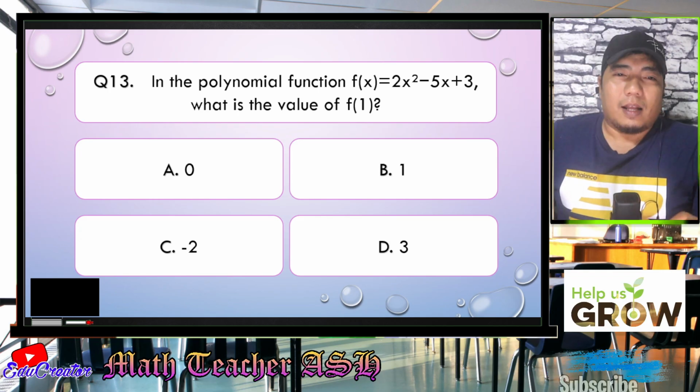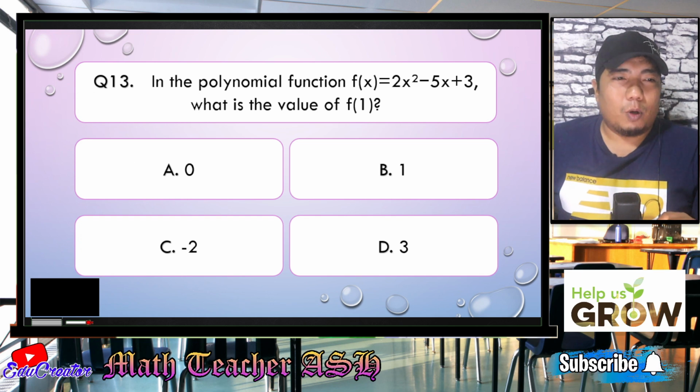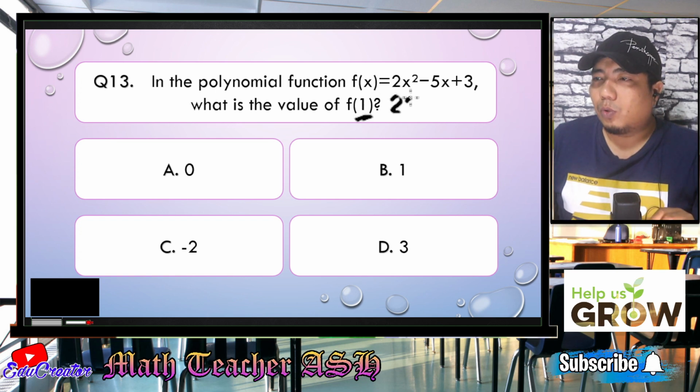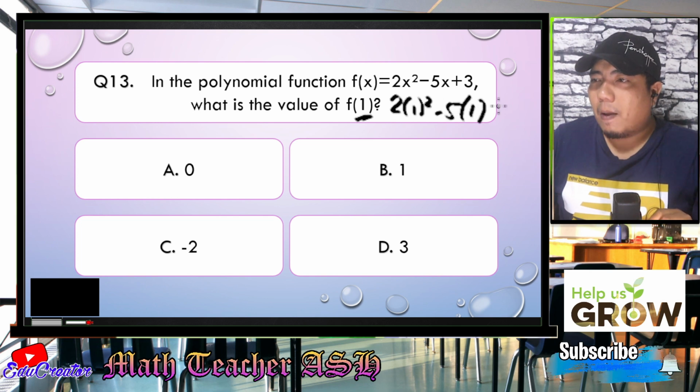Alright, math learners, the technique here is very, very simple. Why? Because what we need to do is just evaluate. So when we say evaluate, we will be substituting the value of x by 1. So giving us 2 times 1 squared minus 5 times 1 plus 3.